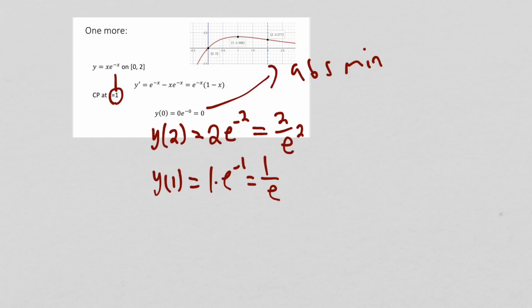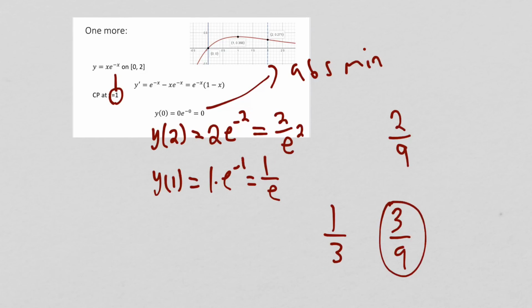What I'm going to do is round e to 3, right? It's like 2.71. So let's round e to 3 and see what we get. 3 squared is 9, right? So we have 1 over 3, which is like 3 over 9, versus 2 over 9. Of those, 3 over 9 is bigger, just slightly. So that's going to tell us that 1 over e is slightly bigger than 2 over e squared, and that's going to be our max, our absolute max.